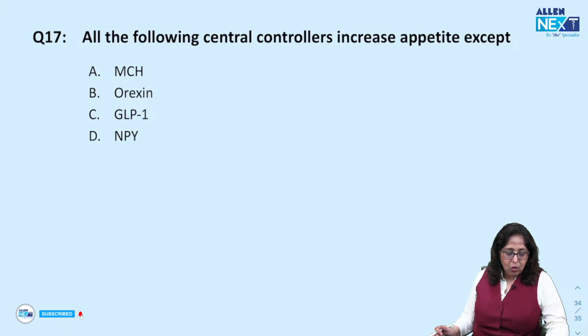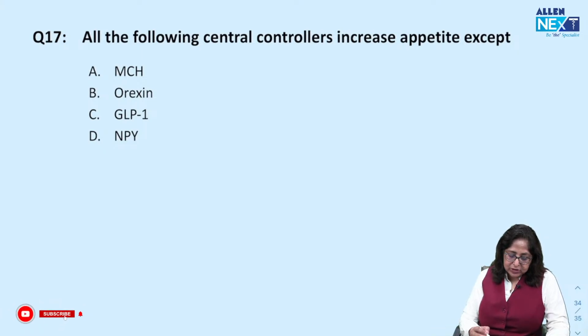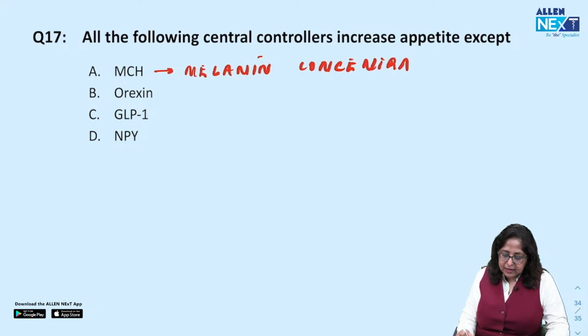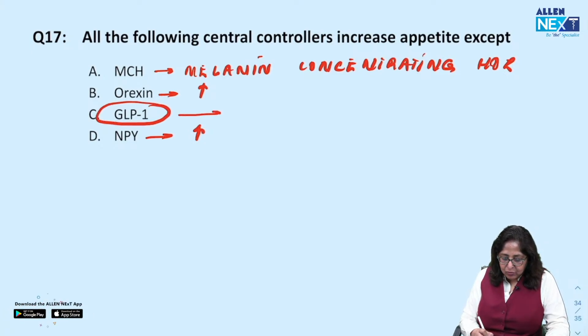The last question is, all of the following are central controllers increasing appetite except. Now, what are the options that have been given? MCH. What is MCH? MCH is your melanin concentrating hormone. This increases appetite. Orexin increases appetite. Neuropeptide Y increases appetite, but GLP-1 decreases appetite.